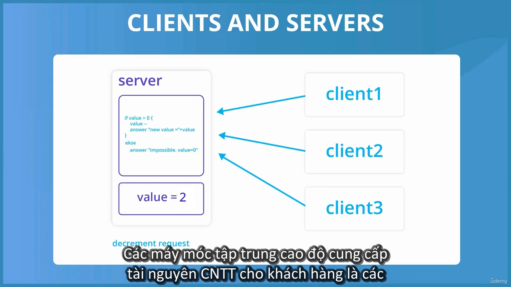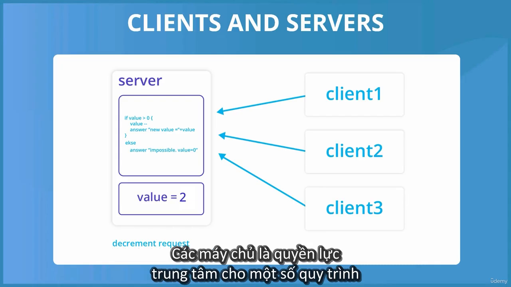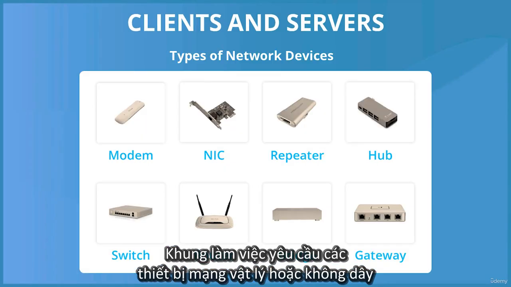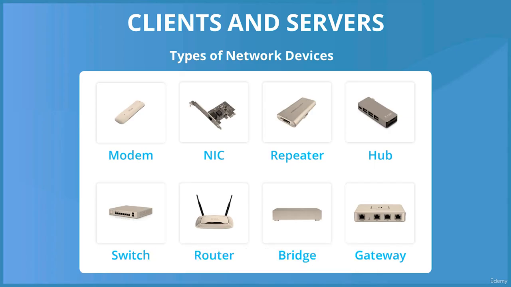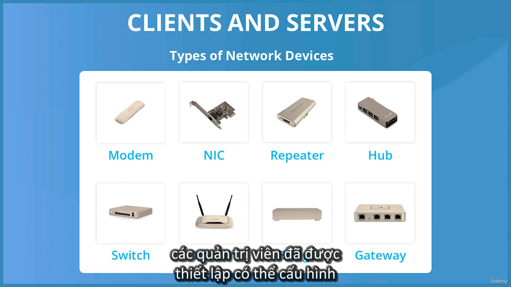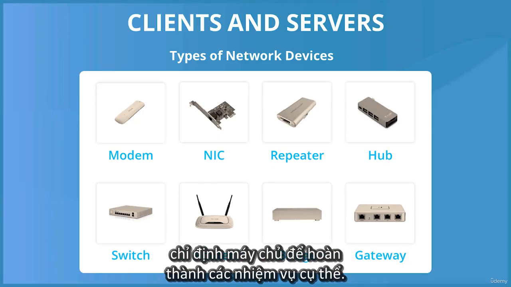The hyper-focused machines delivering IT resources to clients are the physical, virtual, and cloud-based servers housed in modern data centers. Servers are the central authority for several essential digital processes that enterprise organizations rely on. The framework calls for physical or wireless networking devices like hubs, switches, and routers to connect servers, clients, and resources. Now, with a connection between clients and servers established, administrators can configure how client devices make requests and then designate servers to complete specific tasks.